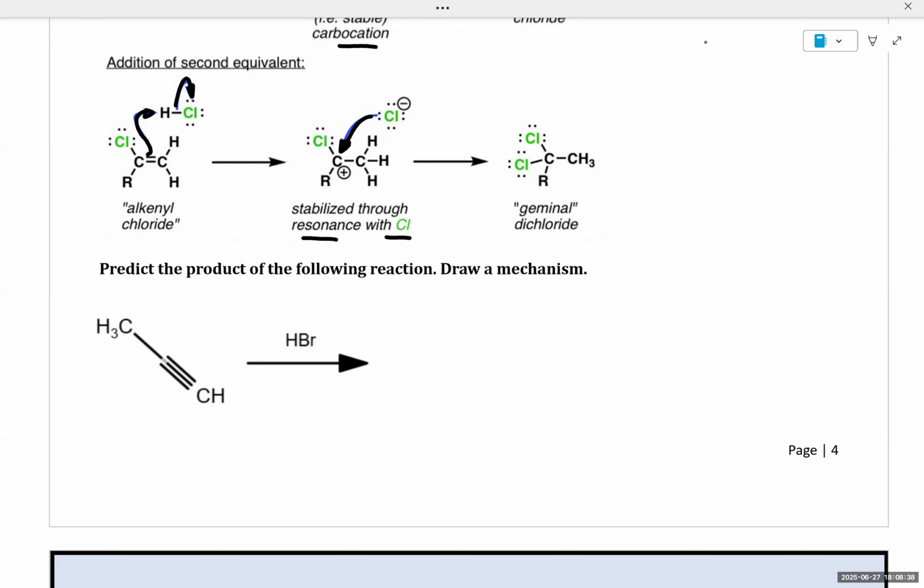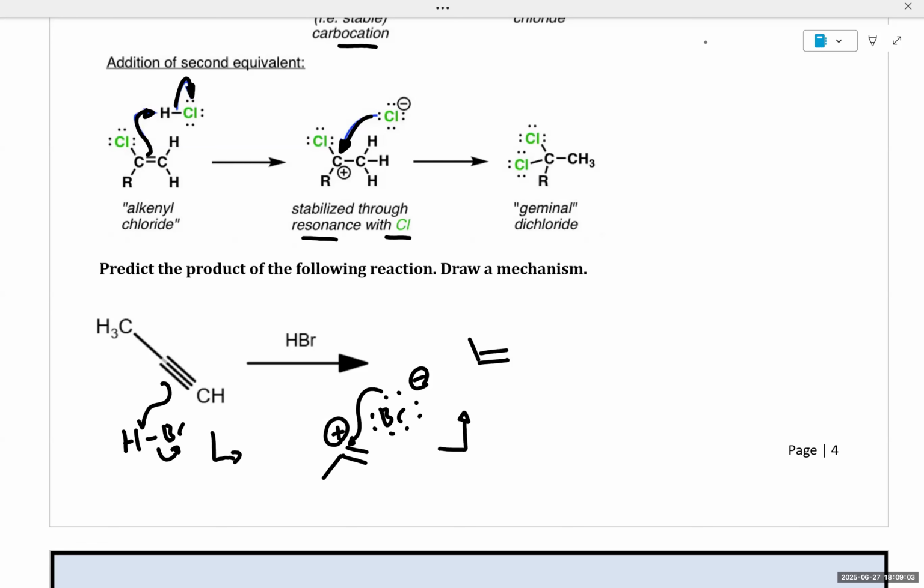So in this case, the first thing that's going to happen is we are going to protonate our alkyne. That in turn is going to generate the vinyl cation at the most substituted position. From here, the bromide ion is going to attack our carbocation, and that in turn generates our vinyl halide.